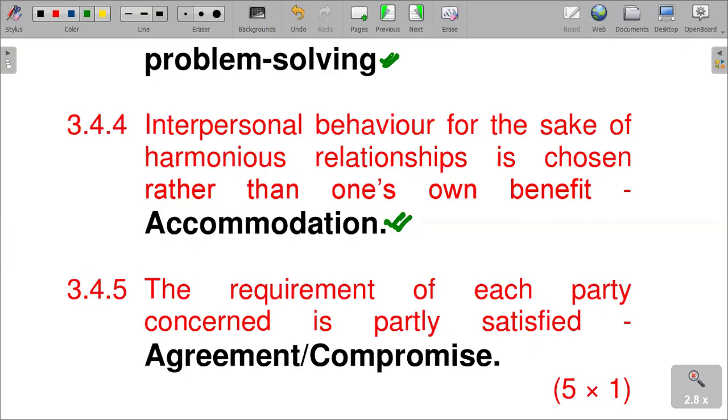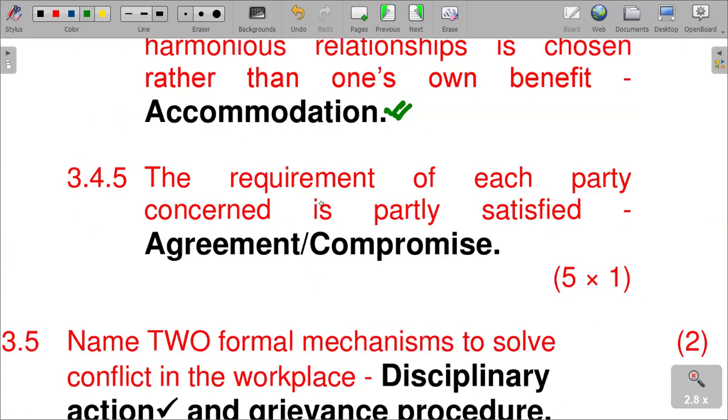The requirement of each party concerned is partly satisfied. When people get to an agreement, the requirement of each party concerned is partly satisfied. It is agreement or compromising. You need to compromise so that both parties can be partly satisfied. So we are saying that is agreement or compromise.